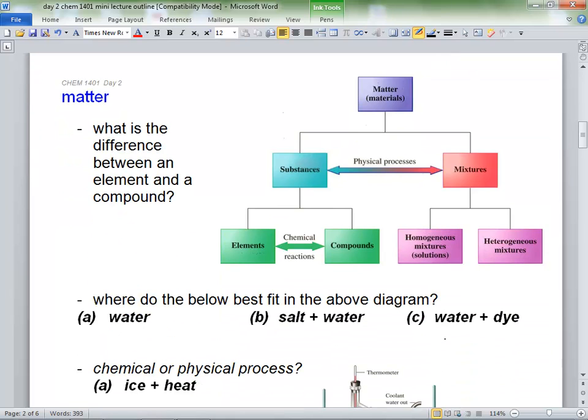So, matter. Let's go ahead and get started here. Gabriella, what is the difference between an element and a compound? Oh, I was going to hand out my template and I forgot. Where are they all?